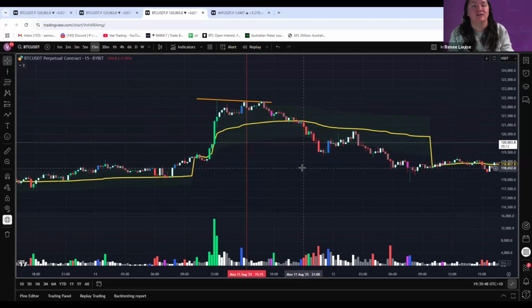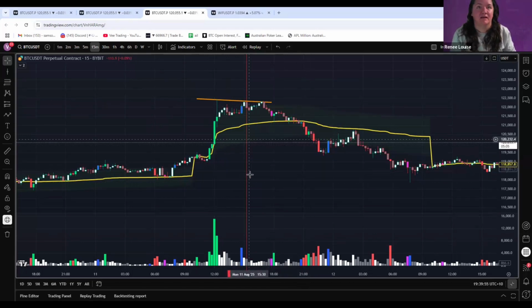So using them in combination is another way to use those confluences to help create patterns and make decisions based on those different things.